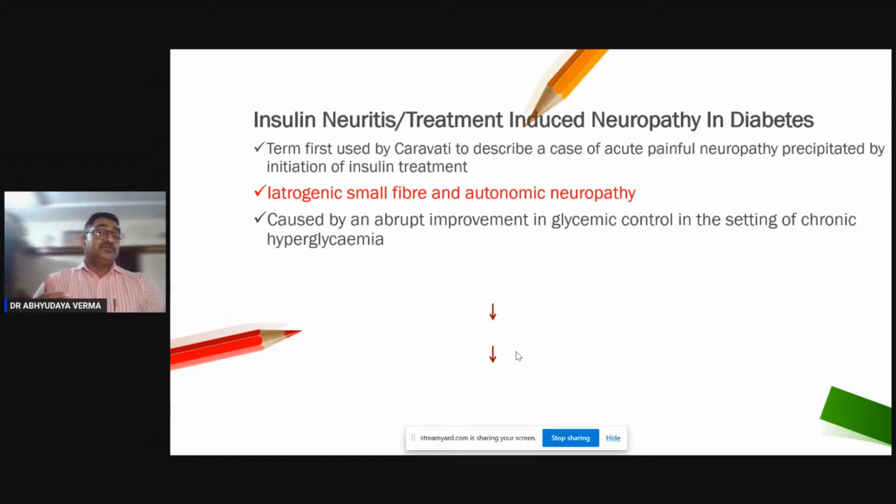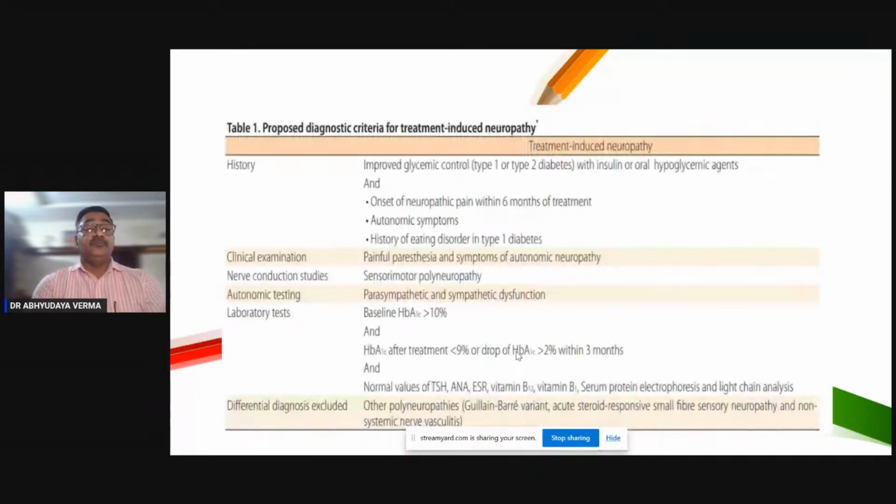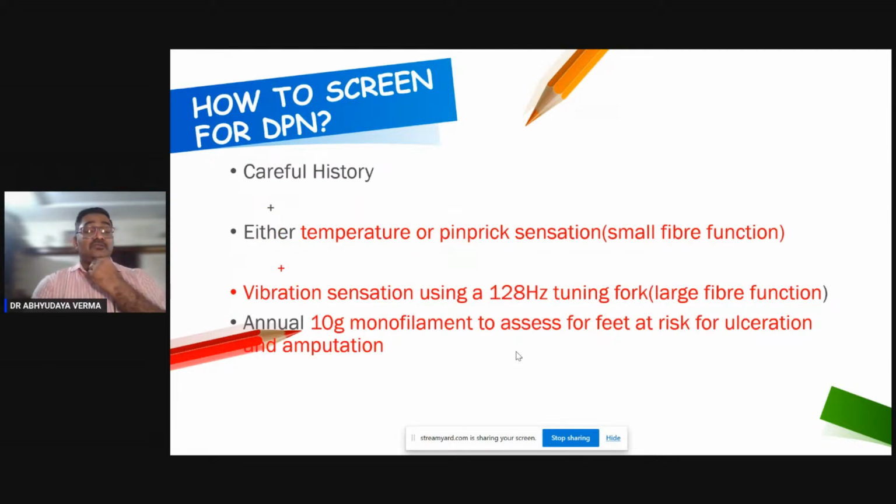So in these patients, we should try to give supportive therapy also and go with, you can say, less aggressive sugar control. And these are the diagnostic criteria for treatment-induced neuropathy. I won't go into detail of this. So screening, yes: at diagnosis of type 2 diabetes only, 5 years after diagnosis in type 1, and then annually in all these patients. So here you can see how screening is important for all our individuals.